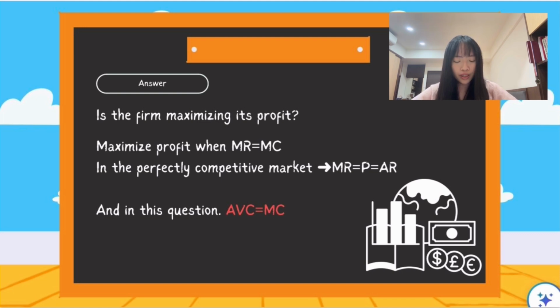Is the firm maximizing its profit? When a firm aims to maximize its profit, marginal revenue must equal marginal cost. In other words, maximum profit occurs when marginal profit is 0. The question emphasizes that this scenario is in a perfectly competitive market, where a crucial condition is marginal revenue equals price equals average revenue. Subsequently, question B specifies the premise that average variable cost equals marginal cost.